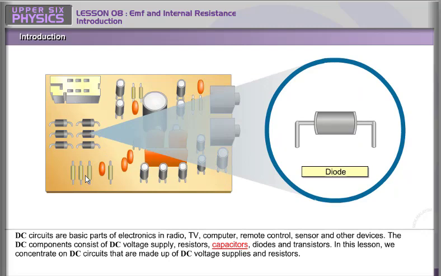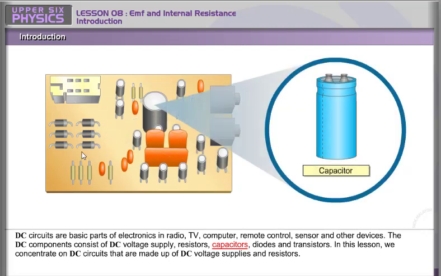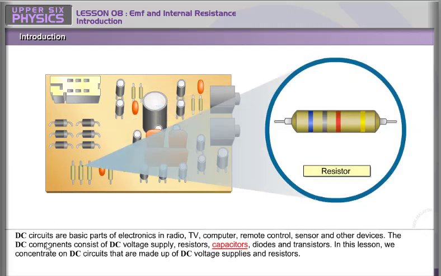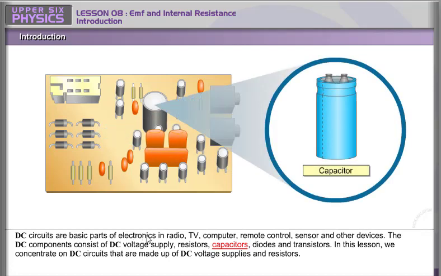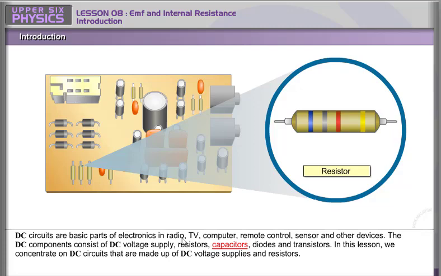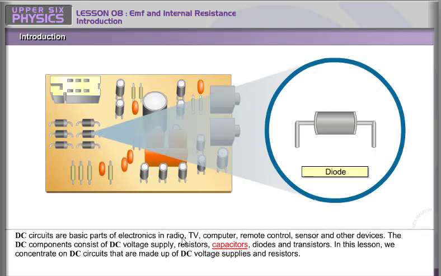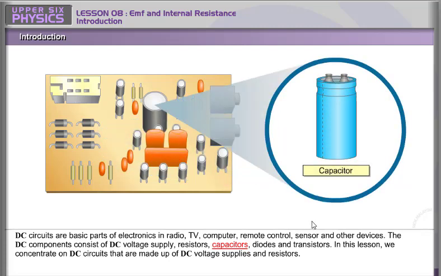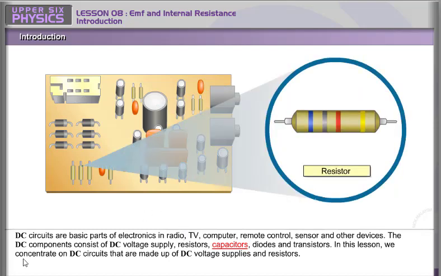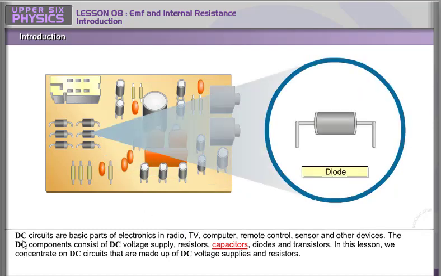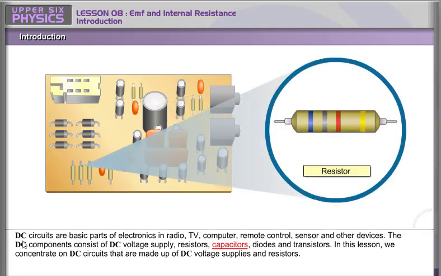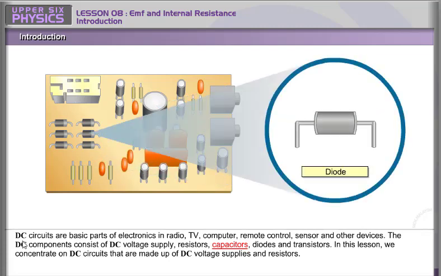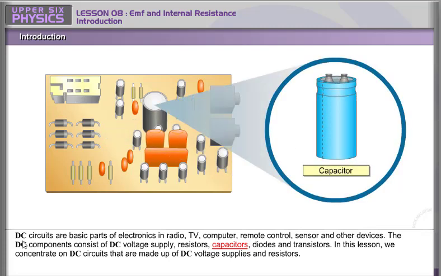So here, okay, as you can see, DC circuits form a basic part of electronics in radio, TV, computers, remote controls, sensors, telephones. Okay, so all these are using DC circuits. Our telephone is also using a DC circuit. All right, okay, so DC means current that flows in only one direction. Okay, that's easy to understand.